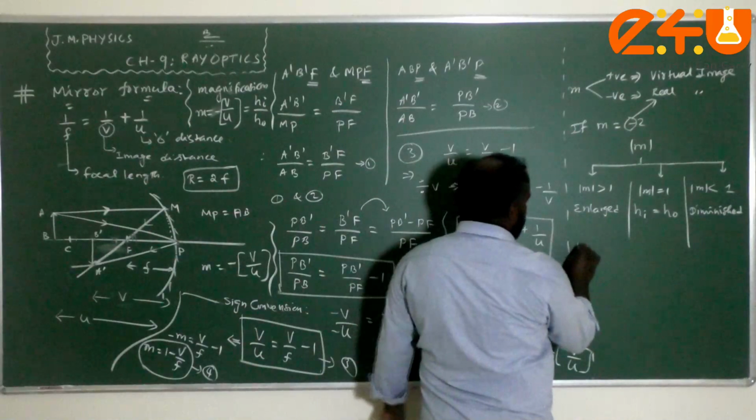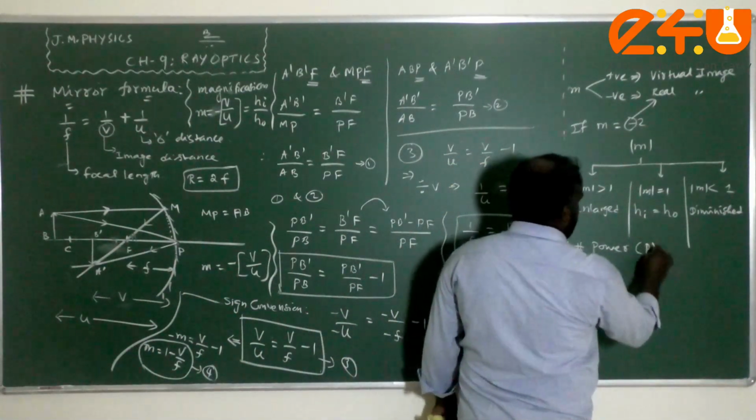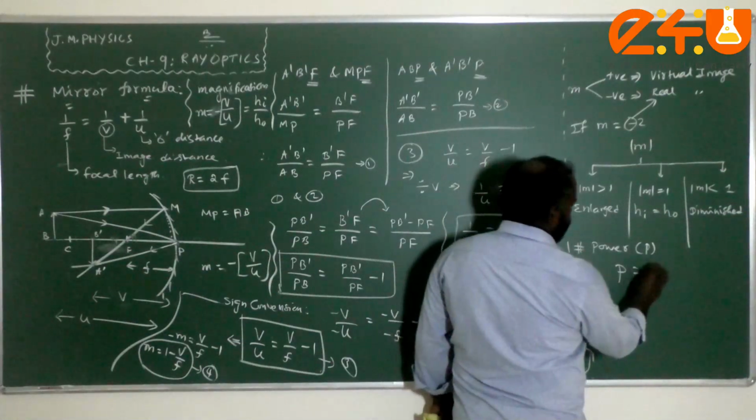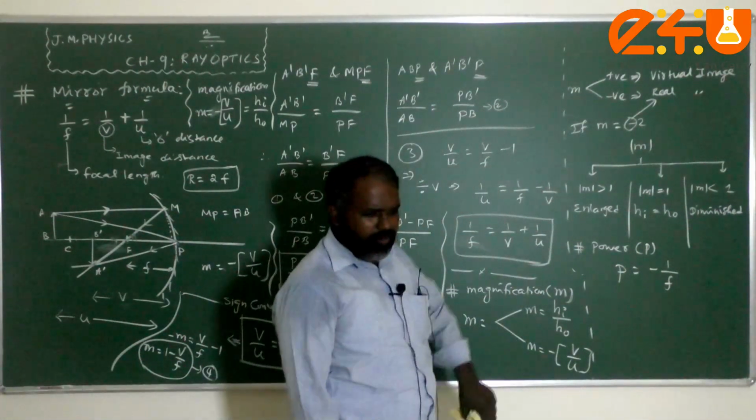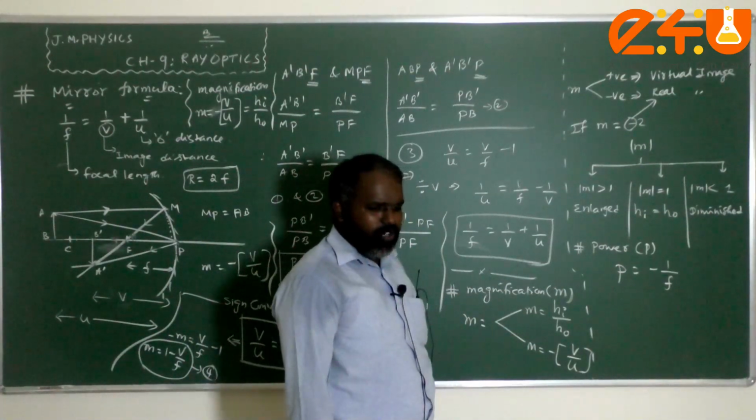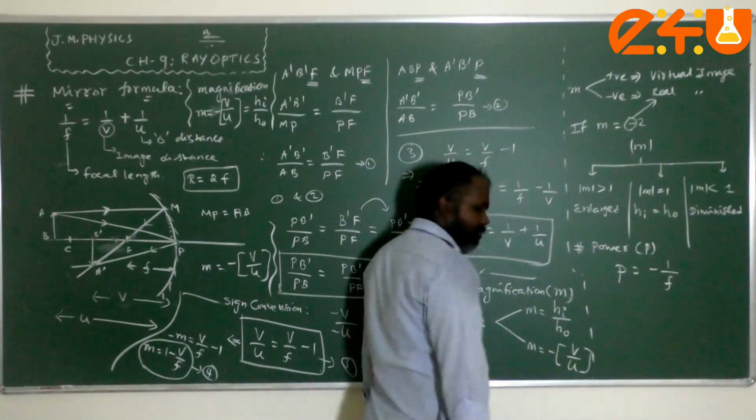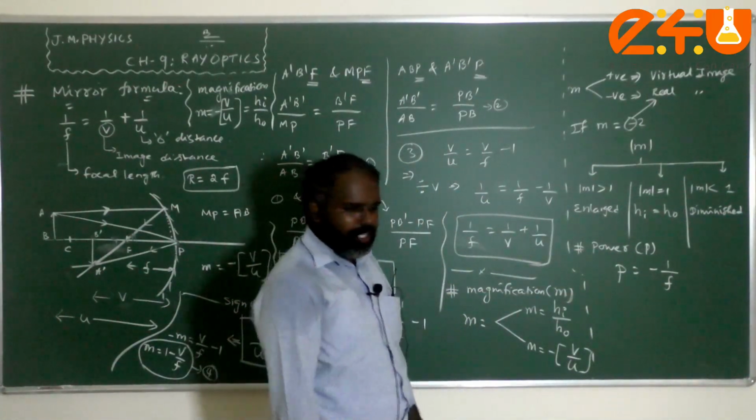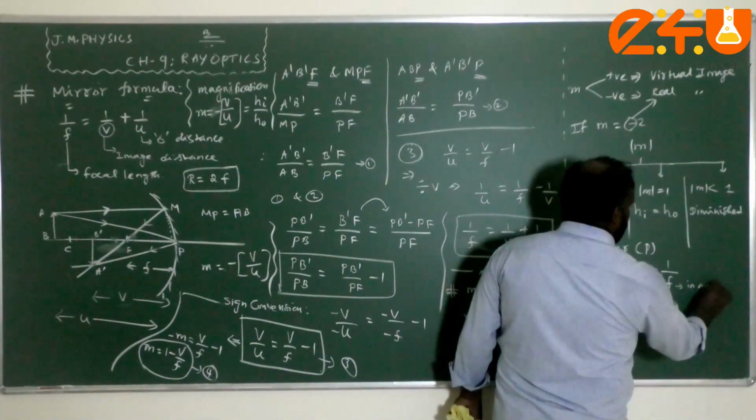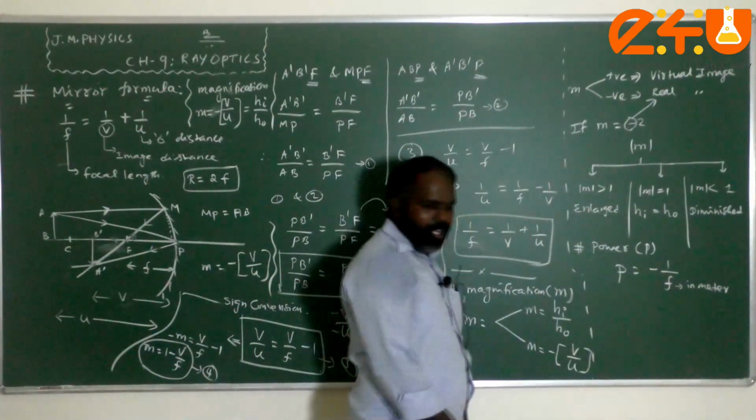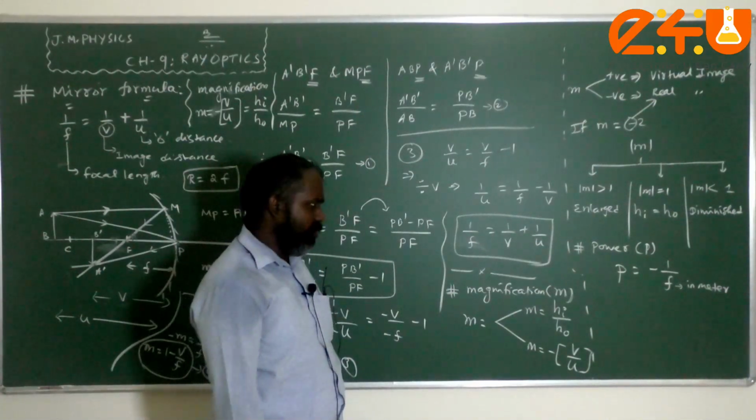The next one is the power of the mirror, the power formula. Power P is equal to what, children? Yes, minus 1 by F. Since in the case of a mirror the negative sign will come. In the case of a lens, that will be a positive sign, where F is in meters. F is in meter units. The power unit will be diopter. That you all know very well.